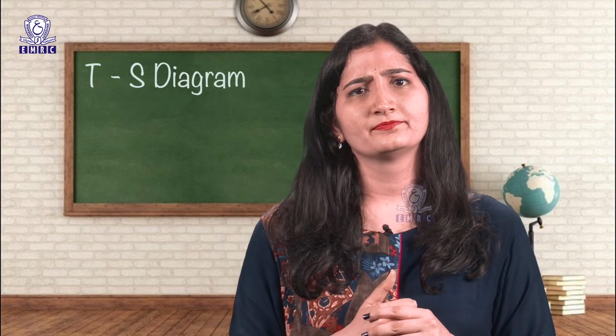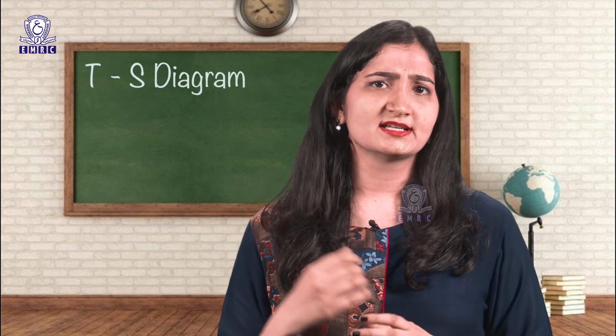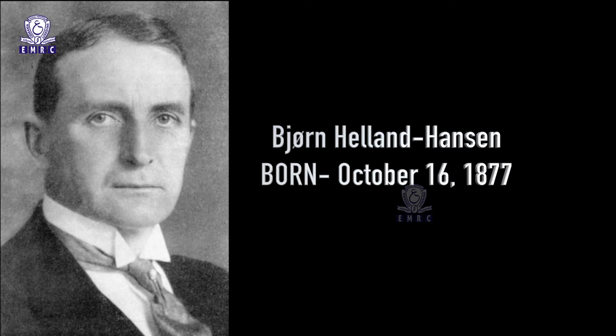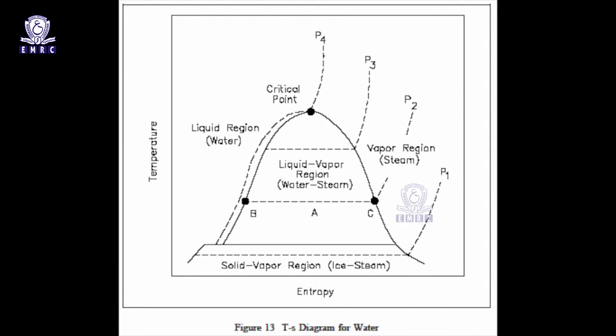TS diagram. So, with a view to describe the temperature and the salinity, Helland Hansen in 1916 devised a TS diagram which relates these two characteristics together. In this diagram, the temperature and the salinity may be plotted against each other.